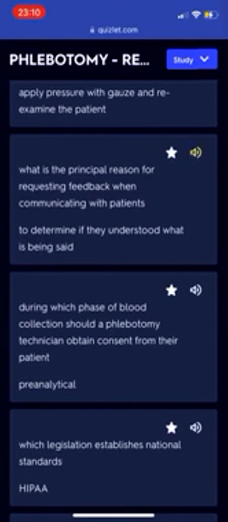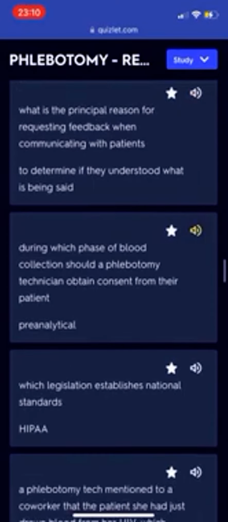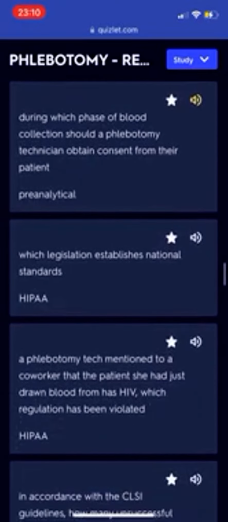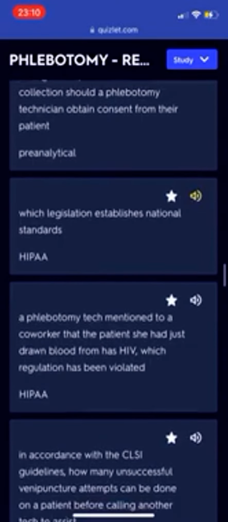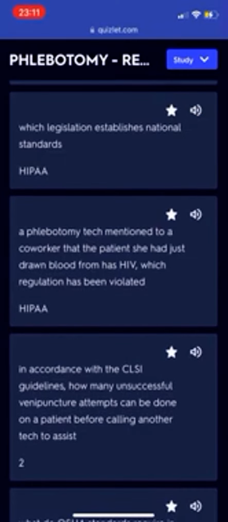What is the principal reason for requesting feedback when communicating with patients? To determine if they understood what is being said. During which phase of blood collection should a phlebotomy technician obtain consent from their patient? Pre-analytical. Which legislation establishes national standards? HIPAA. A phlebotomy tech mentioned to a coworker that the patient she had just drawn blood from has HIV.